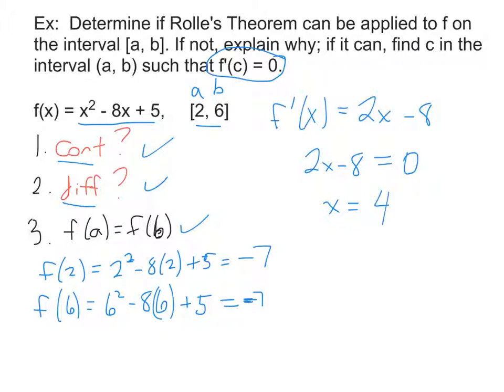Now, good idea to make sure and check. Is this x equal 4? Is this value in our interval even? And it is. 4 is in between 2 and 6. So, yep, there's our answer. X equals 4. This is our value of c that makes Rolle's theorem true.